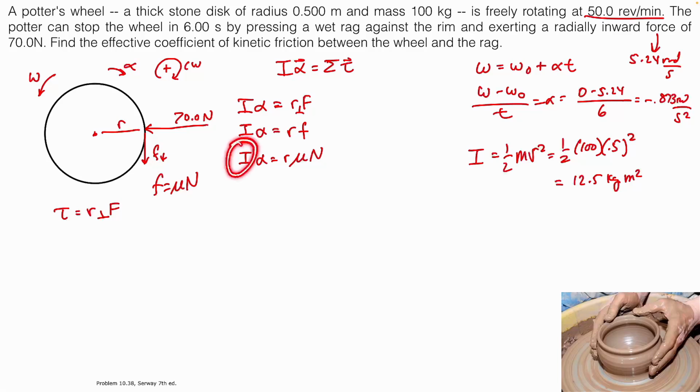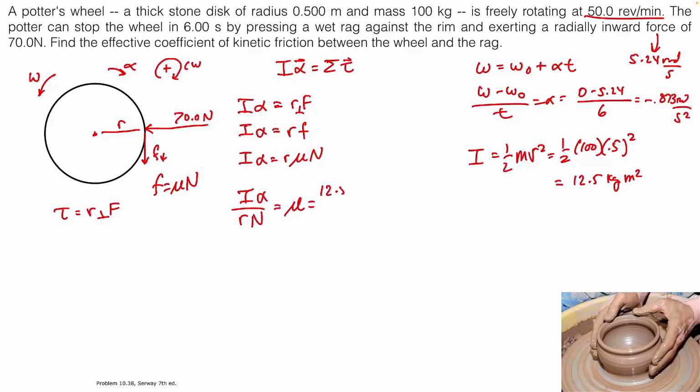Do I know my moment of inertia? Yeah. Do I know my alpha? Sure do. Do I know my R? Yep. Do I know my N? Mm-hmm. So I can solve this for mu. That's going to be I alpha over R times N, which will be my coefficient.